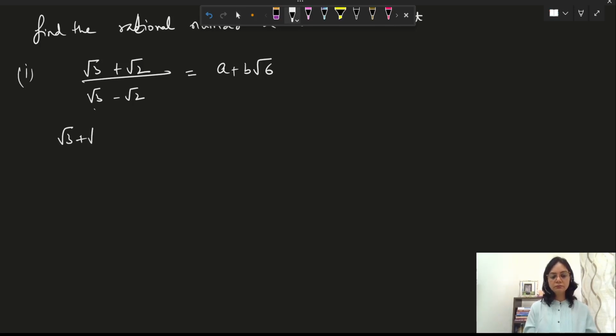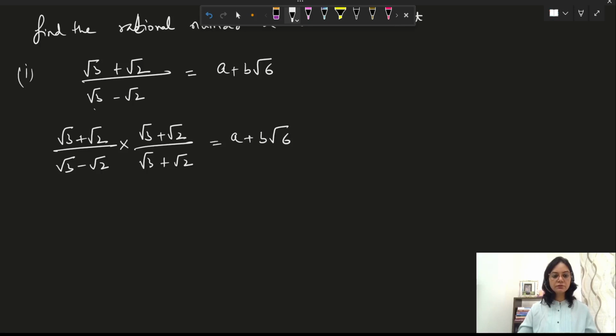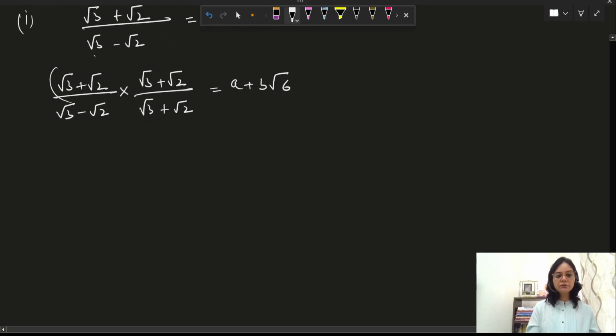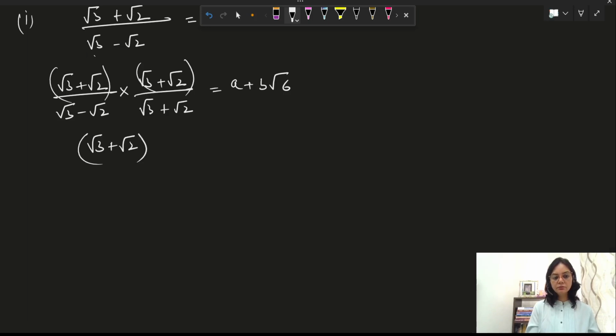I'll take the opposite sign here again. So it will be root 3 plus root 2, also root 3 plus root 2, which equals a plus b root 6. Fine, students. Now the numerator, again you see it's a whole square. What is it? Root 3 plus root 2 whole square.